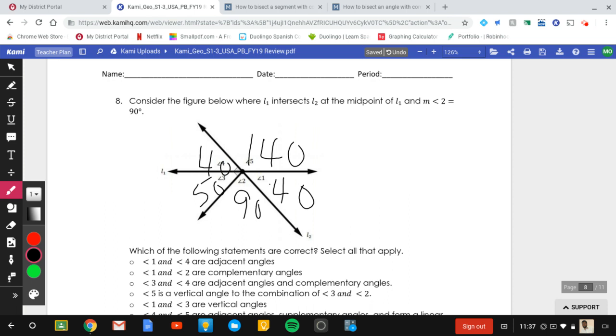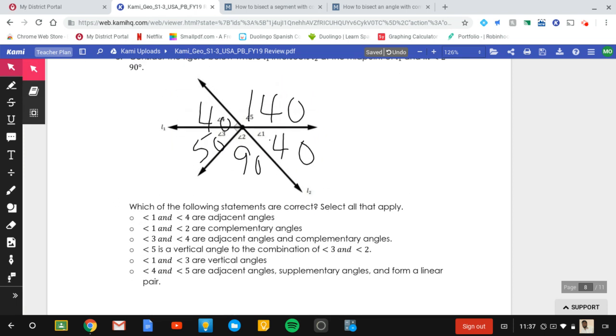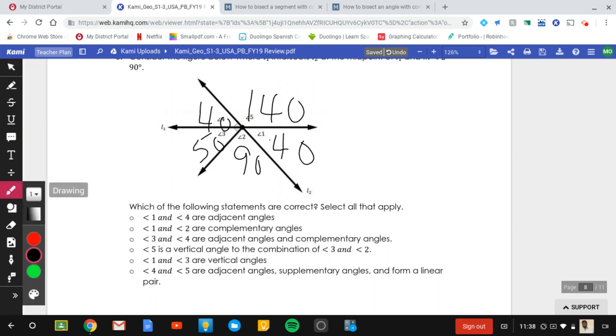Now, because I needed the numbers so I can make sense of the choices, select all that apply. Angle 1 and 4 are adjacent. Let's look at angle 1. Angle 1 is 40 degrees. Adjacent means next to. Are angle 1 and 2 next to each other? No. But what do you know about angle 1 and 4? Angle 1 and 4 should be vertical, but that's not what they're asking you. Let's say angle 1 and 2 are complementary. Do you agree? Do angle 1 and 2 equal 180 degrees? No, they don't.